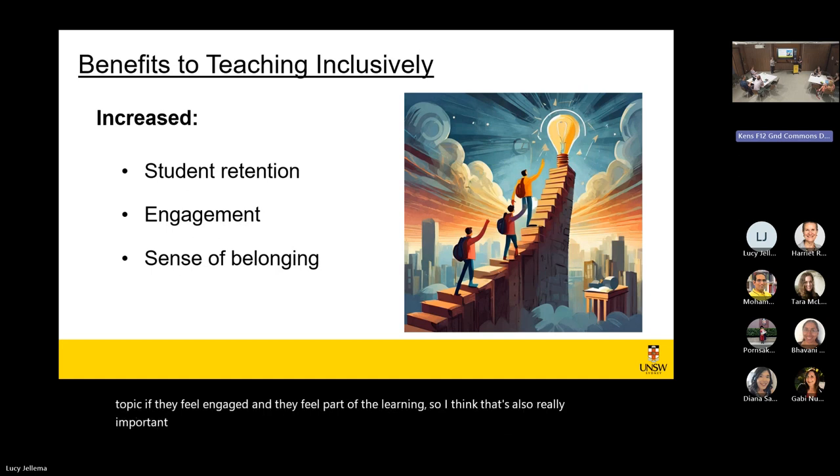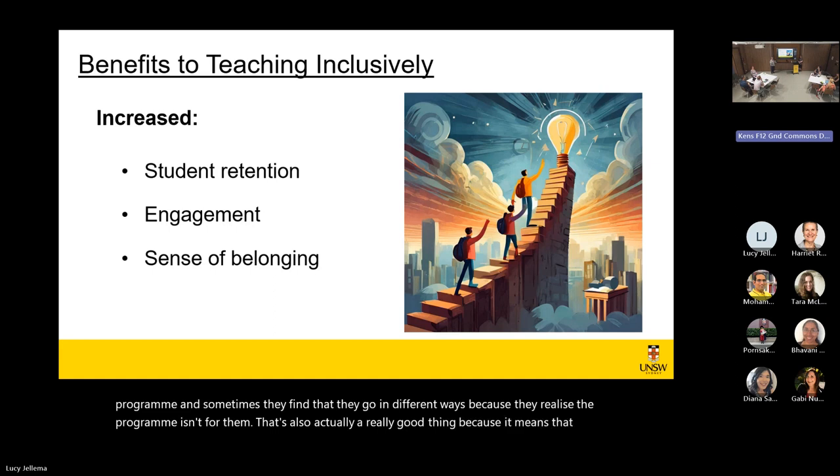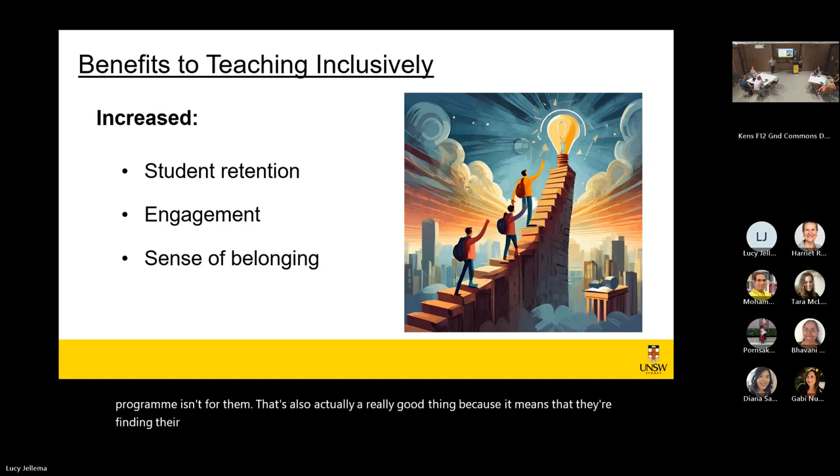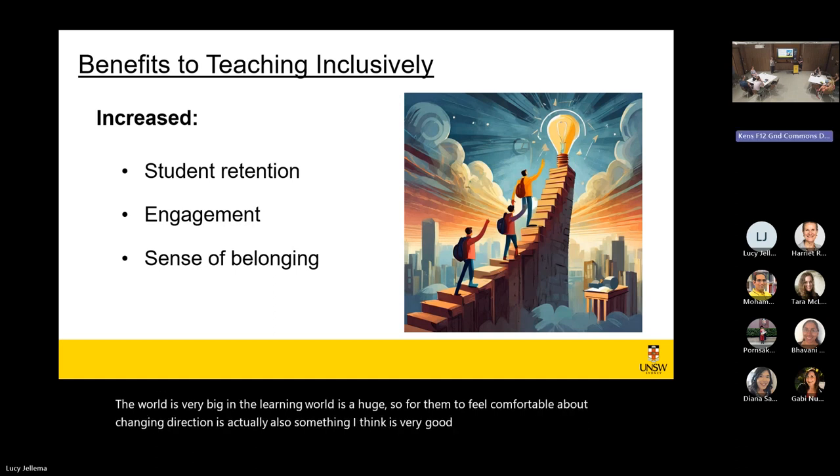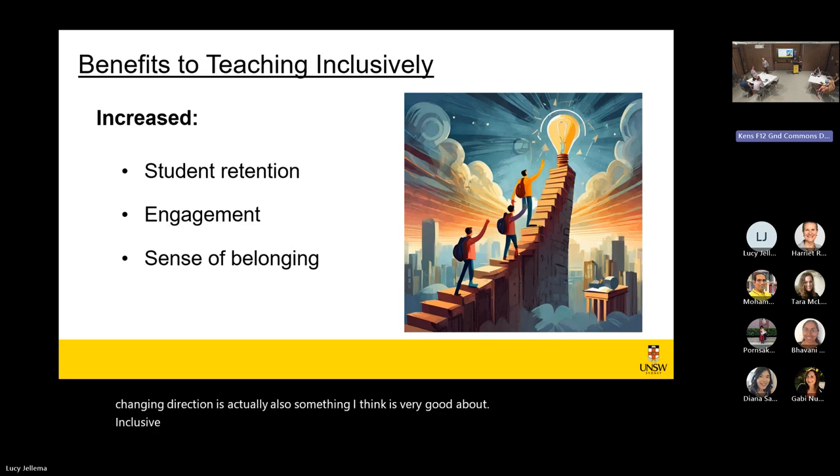And I echo Melanie's comments on the joy of seeing students progress through the program. Sometimes they go in different ways because they realize the program isn't for them. That's also a really good thing because it means that they're finding their way. Changing direction is actually also something I think is very good about inclusive teaching. Sorry, a bit rambly.